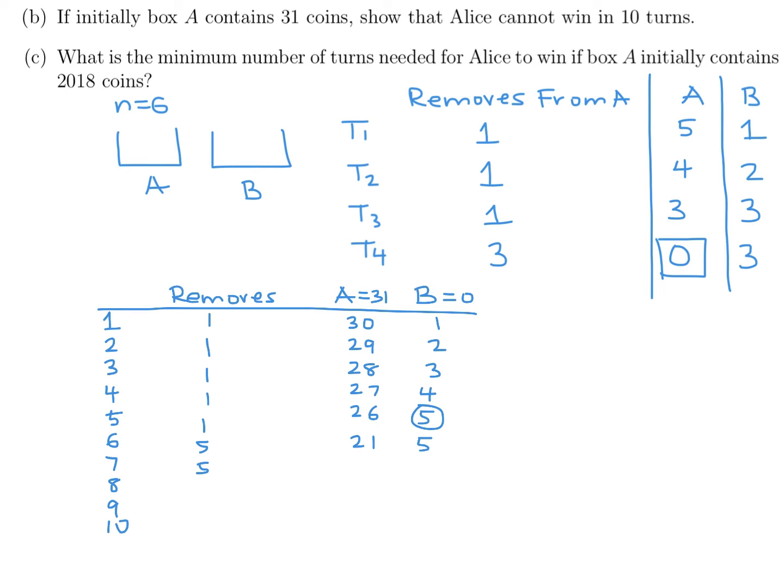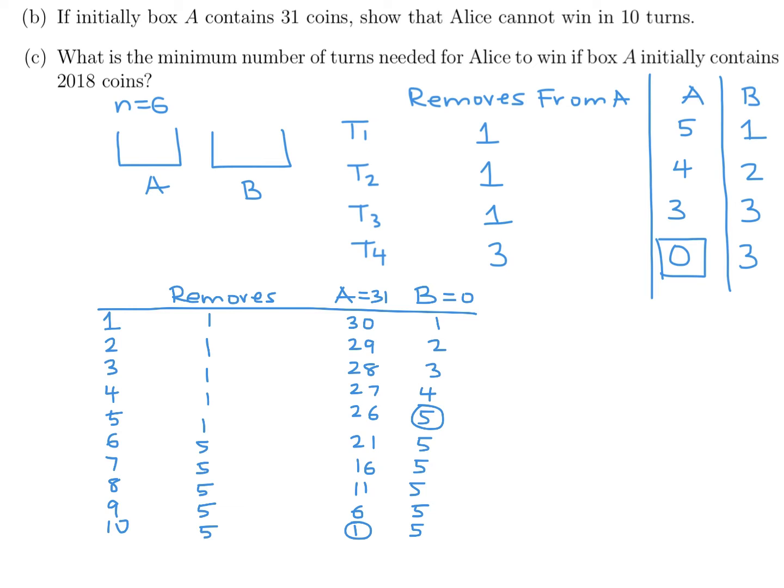Remove another 5. This drops down to 16. This stays at 5. Remove another 5. We're down to 11. Stays at 5. Remove another 5. We're down to 6. This stays at 5. Remove another 5. We're down to 1. This stays at 5. So I came close to getting 0 coins, but I didn't.